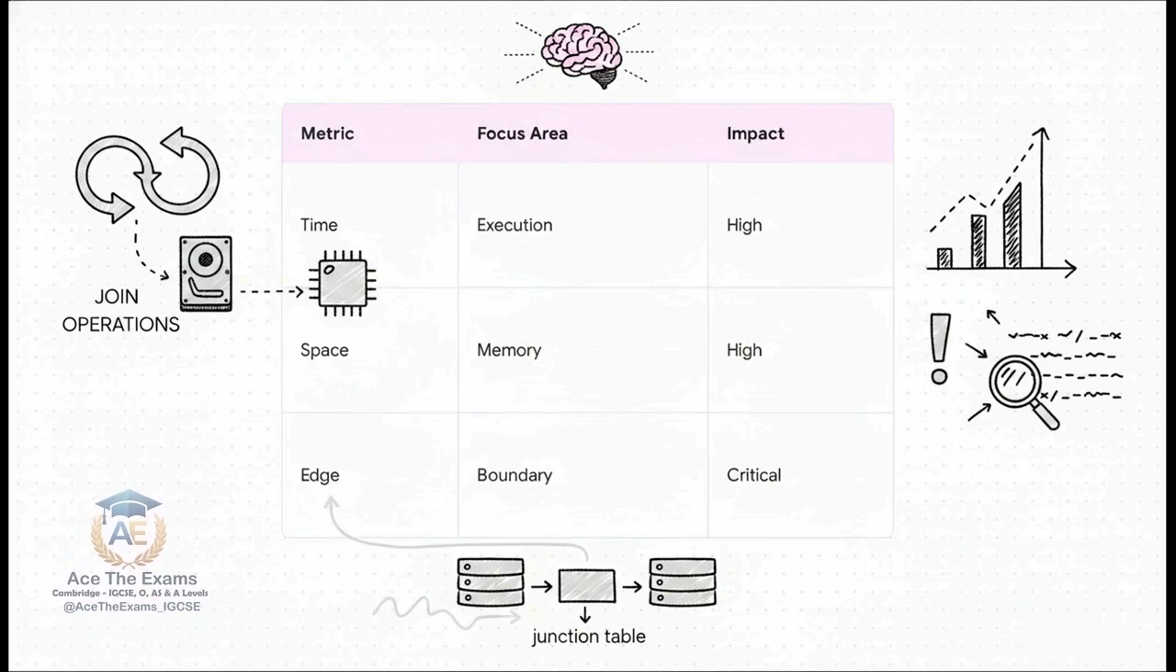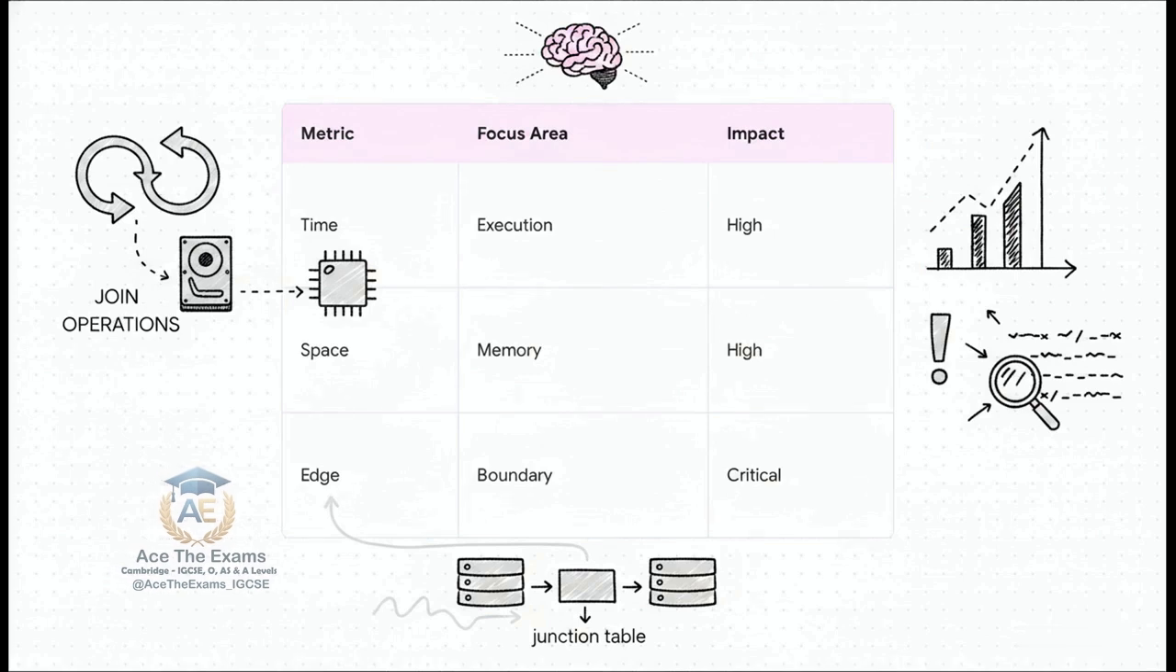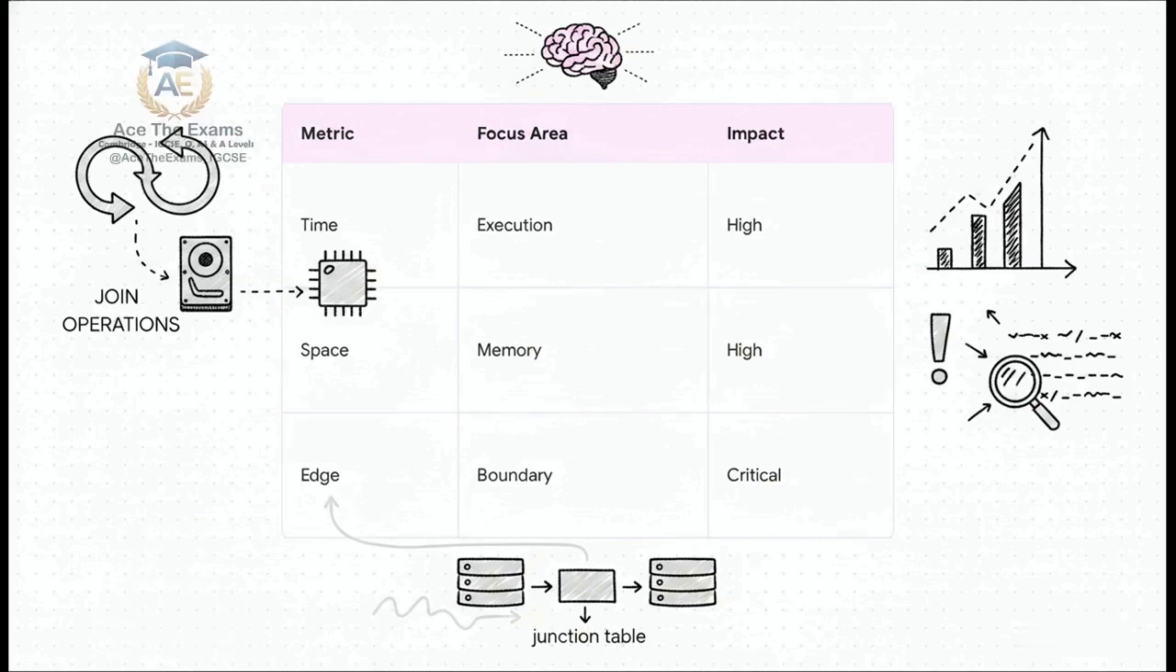When you introduce a junction table to fix a many-to-many relationship, you are massively improving space complexity because you are removing redundant data and saving memory. But there is a trade-off. You might actually be negatively impacting time complexity. Why? Because querying that data now requires an SQL join operation across 3 separate tables instead of just 2, which naturally takes more execution time.